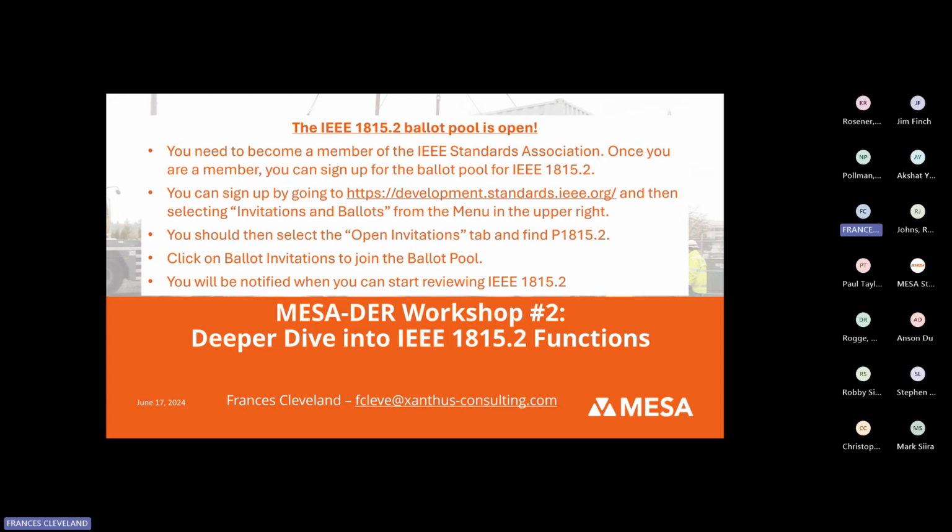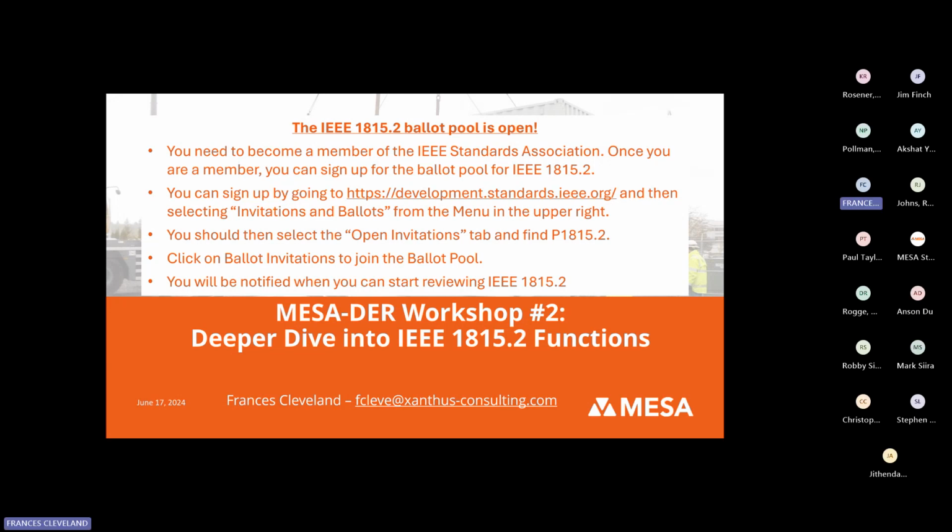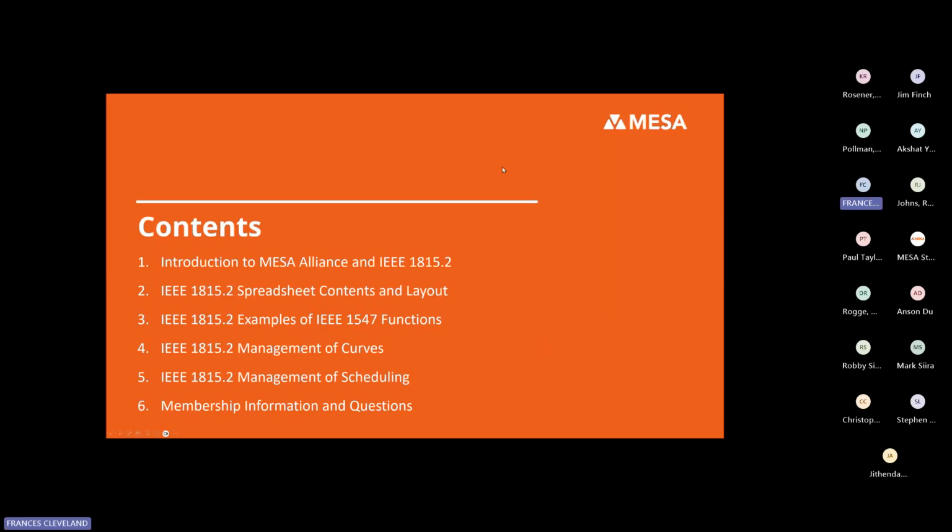I also will try to stop every now and again to get questions, particularly as we go through each of the items. So the contents are here. First, just a quick introduction to MESA Alliance and 1815.2. And then I'm going to focus on the spreadsheet, contents and layout, examples of the 1547 functions, not all of them, of course, but just examples to show how the spreadsheet and the 1815.2 document work together.